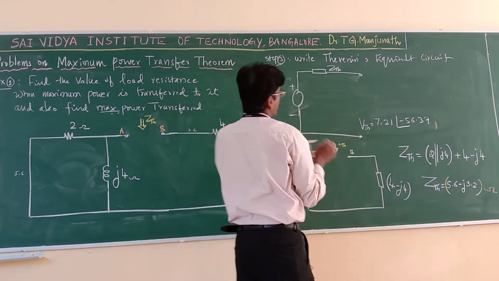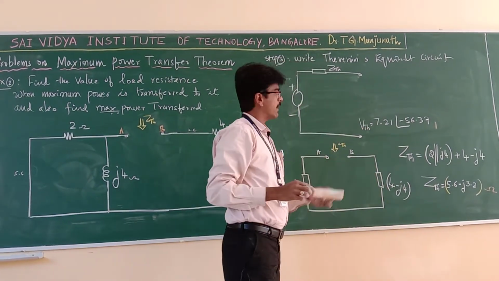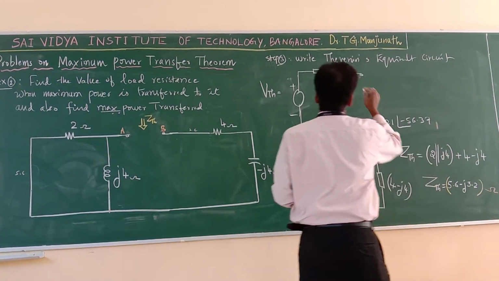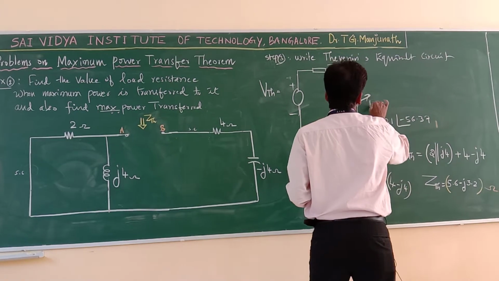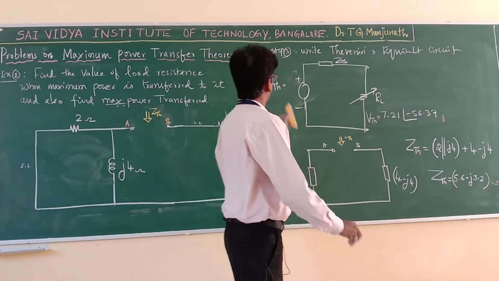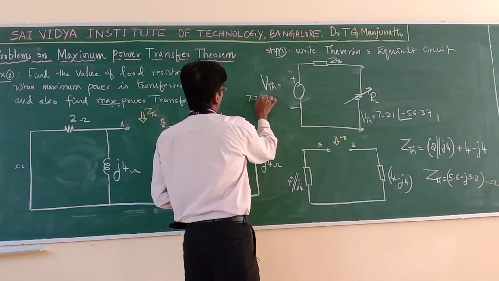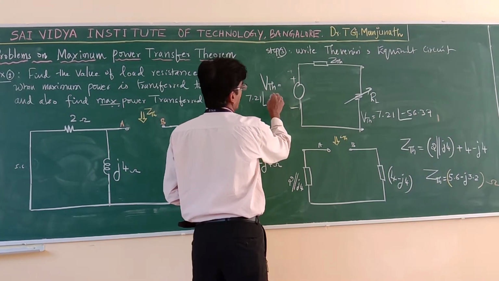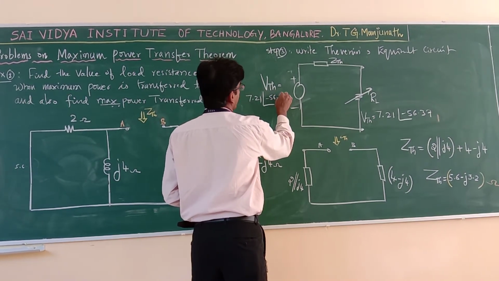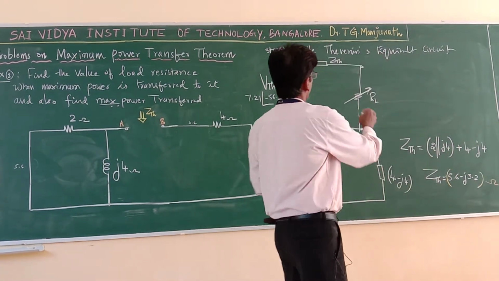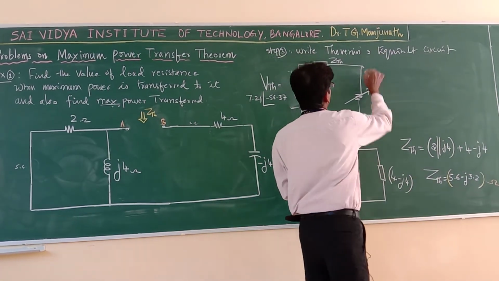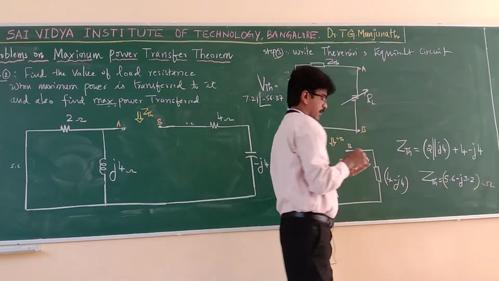So what is V Thevenin? You got the value. Z Thevenin, you got the value. Then what should I do? I have to connect the load across it. This is your load RL. V Thevenin is 7.21 at an angle minus 56.37. So this is your Thevenin's equivalent circuit, and these are your load terminals A and B.